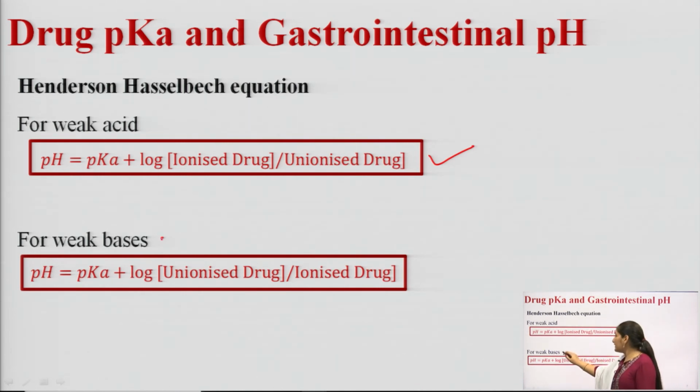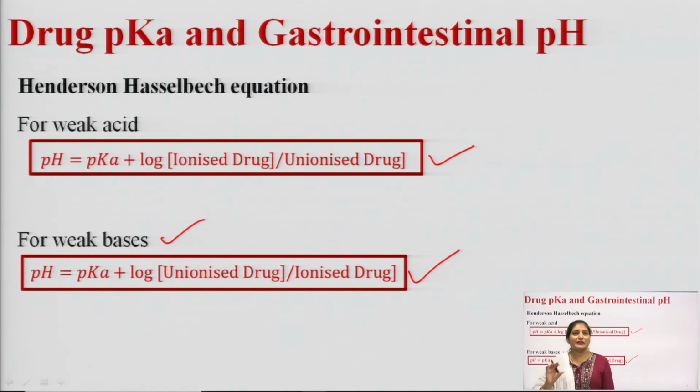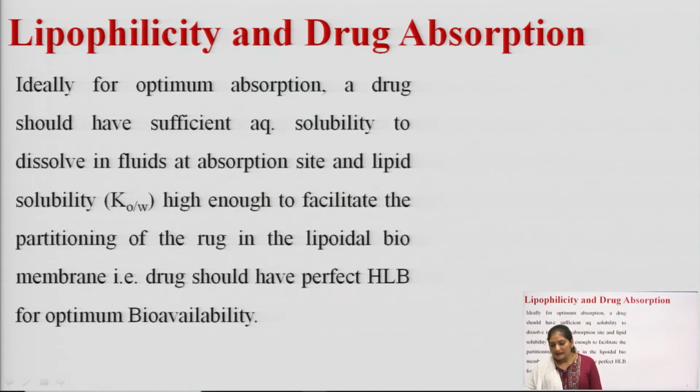In case of weak bases, pH is equal to pKa plus logarithm of concentration of unionized drug divided by concentration of ionized drug. This is the first parameter of the pH partition hypothesis, that is the drug pKa and the gastrointestinal pH. Now, second is the lipophilicity and the drug absorption. The pH partition hypothesis states that only the unionized form of drug can permeate across the biological membrane. Only the unionized form can cross the biological membrane.